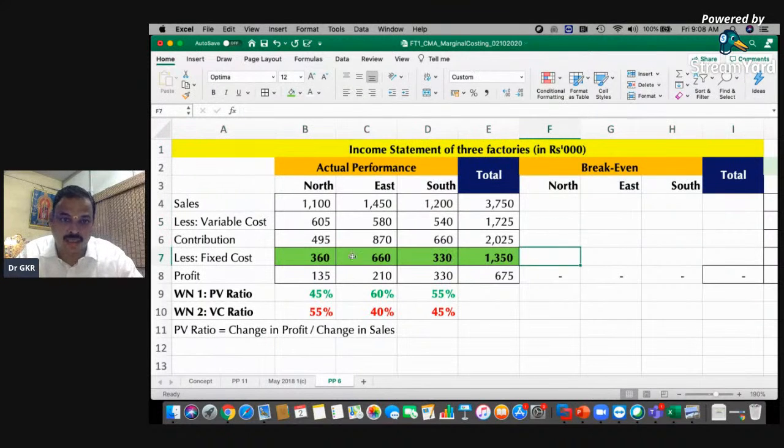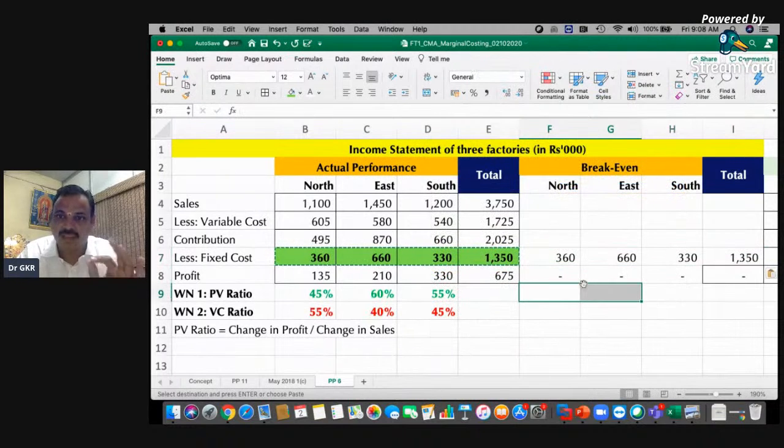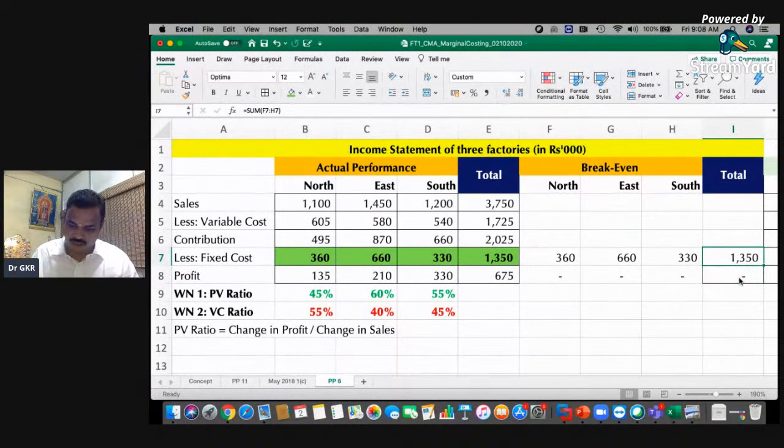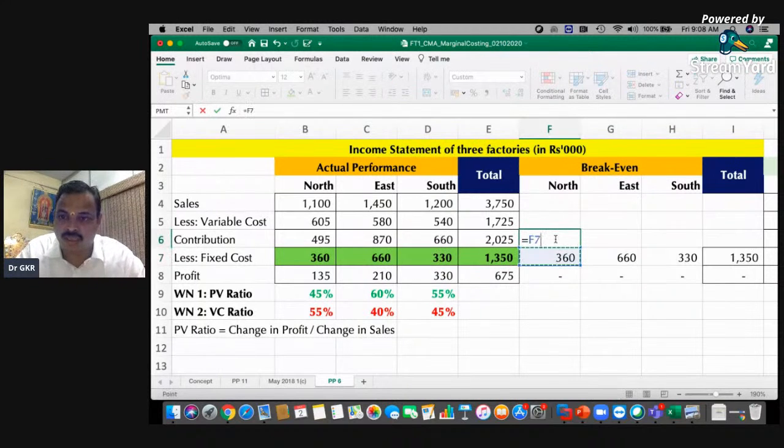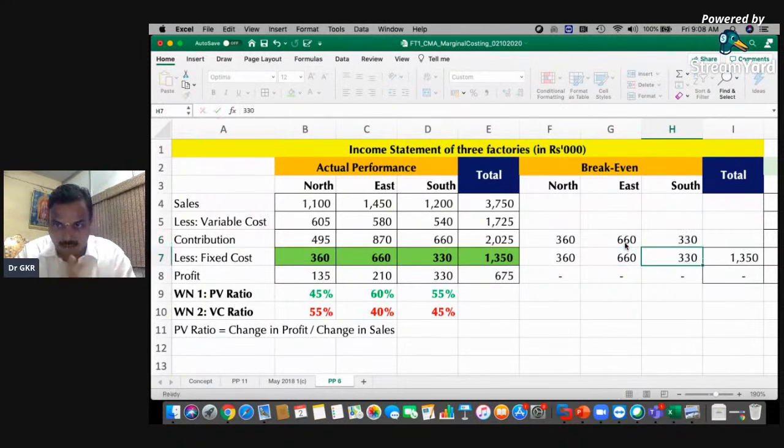So now what is your fixed cost? Okay. This is your fixed cost. Yes. 330, 660, 330. Okay. So this is your fixed cost. I'm not going to change anything to your fixed cost. Now all of you know when at break-even point, fixed cost is equal to contribution. So 360 is equal to 360. 660 will be 660. And for south also it will be 330.